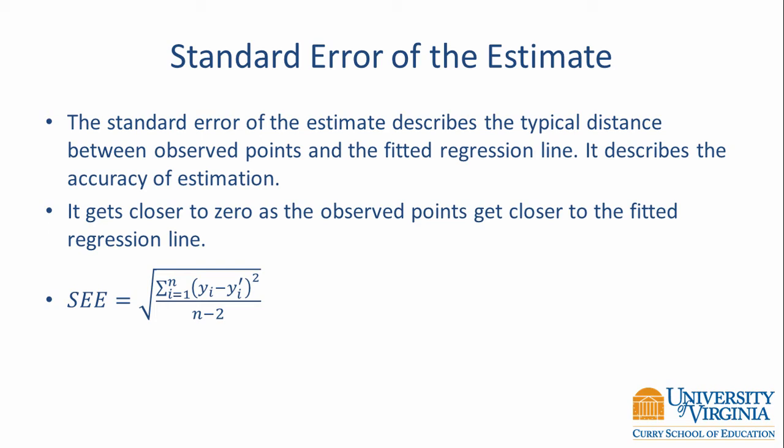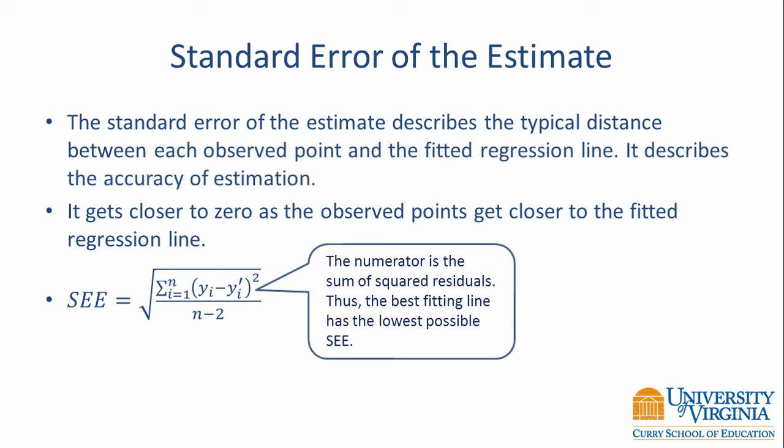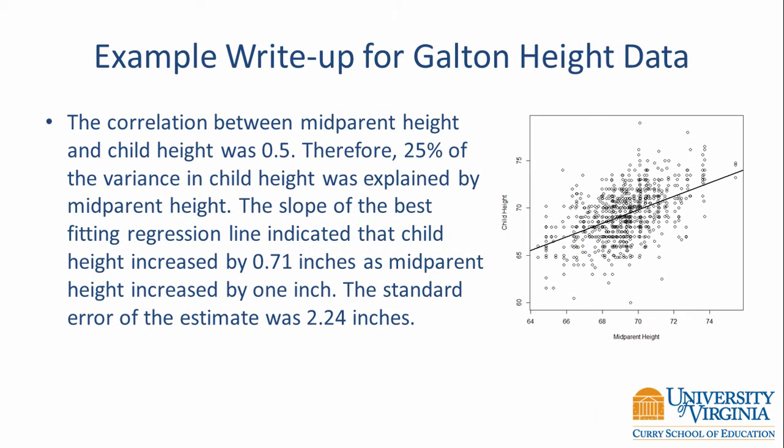As the value increases, the typical distance between the observed values of the outcome and the predicted values increases. That is, the points move away from the fitted regression line in a vertical direction as the standard error of the estimate increases. If you look closely at the equation for the standard error of the estimate, you will see that the quantity in the numerator is the sum of squared residuals. Thus, by using the equations for the slope and intercept, you will obtain a line with the lowest standard error of the estimate.